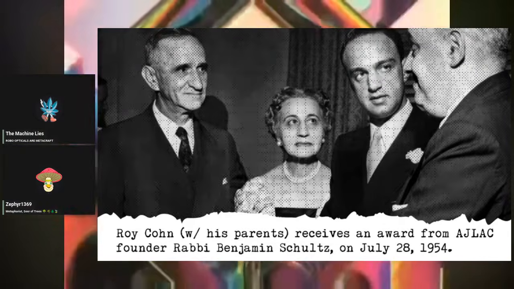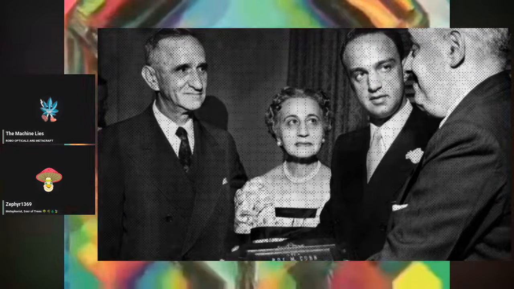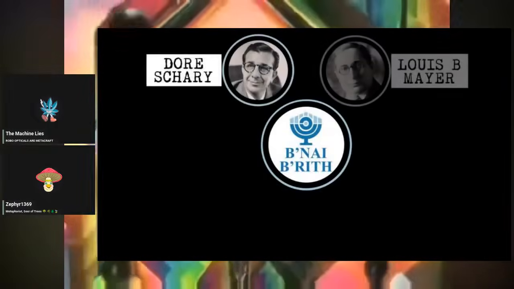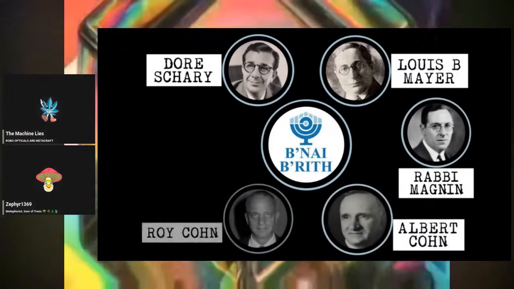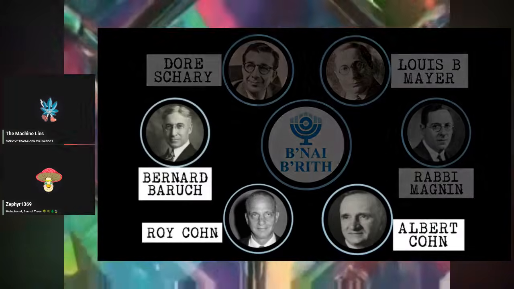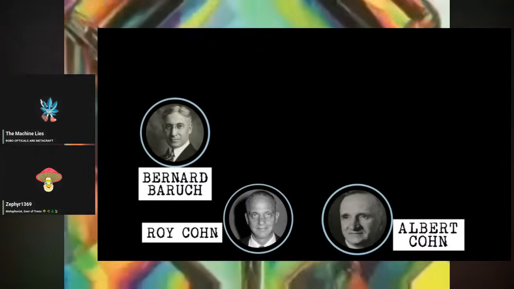Albert Cohn was a New York State Supreme Court justice. He was a powerful man that rubbed shoulders with the Jewish elites, particularly a group of influential Jews that included Jacob Schiff, Bernard Baruch, and Samuel Untermyer, who supported and had significant influence over the presidency.